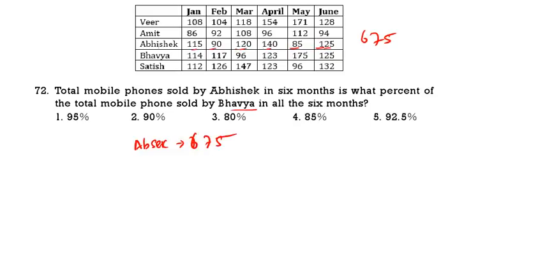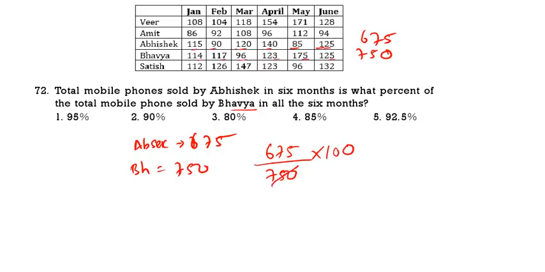Then Bhavya, see this one, 5 plus 5 10, 13, 19, 26, 30. 3 plus 2 5, 12, 14, 23, 24, 25. 2 plus 1 3, 4, 5, 6, 7, 750. So Bhavya is 750. Now what is the question? This is what percent of this? 675 by 750 into 100.